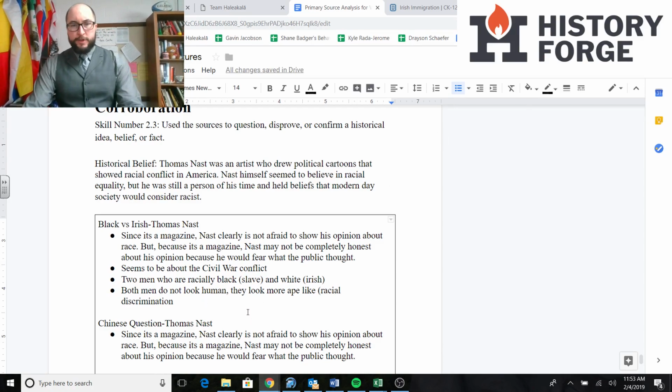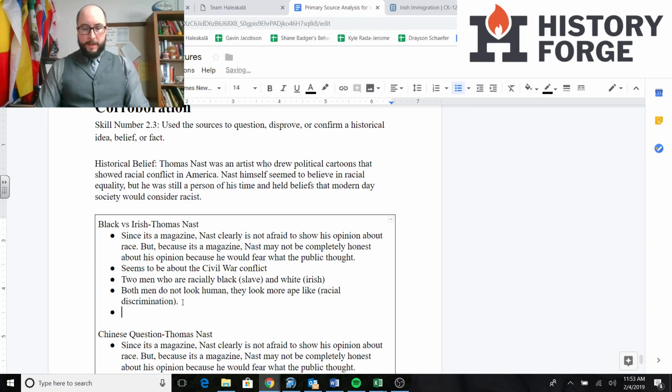So both men do not look human. They look more ape-like. Racial discrimination is definitely being affected here. And the men are sitting on a scale, and the scale is even. So what does that mean?